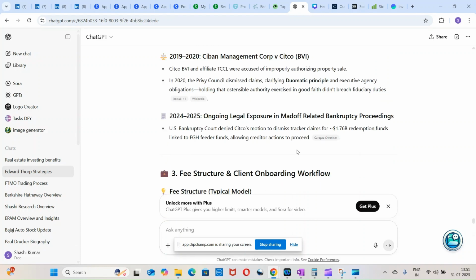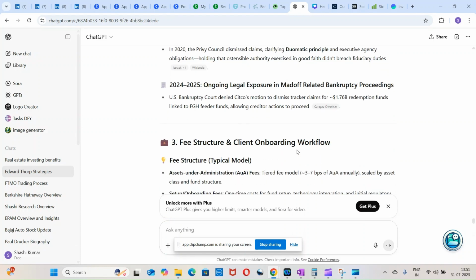Okay. 2024-25 ongoing legal exposure in Madoff related bankruptcy proceedings. The US bankruptcy court denied CITCO's motion to dismiss claims for 1.76 billion in redemption funds linked to FGH feeder funds, allowing creditor actions to proceed.